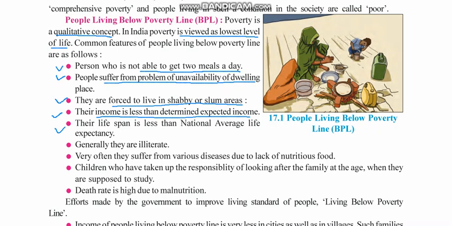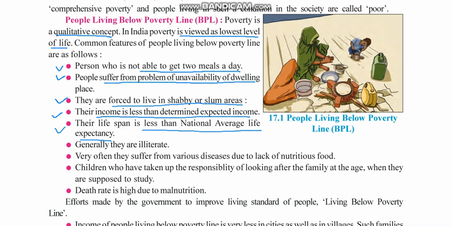Next is their lifespan, meaning their life is less than the national average life expectancy rate. Okay, now what is life expectancy rate? In simple words, it is the average of the lives of the living people. Right now the average is about 62 to 64. Okay, so the average life of a poor person will be less than this.